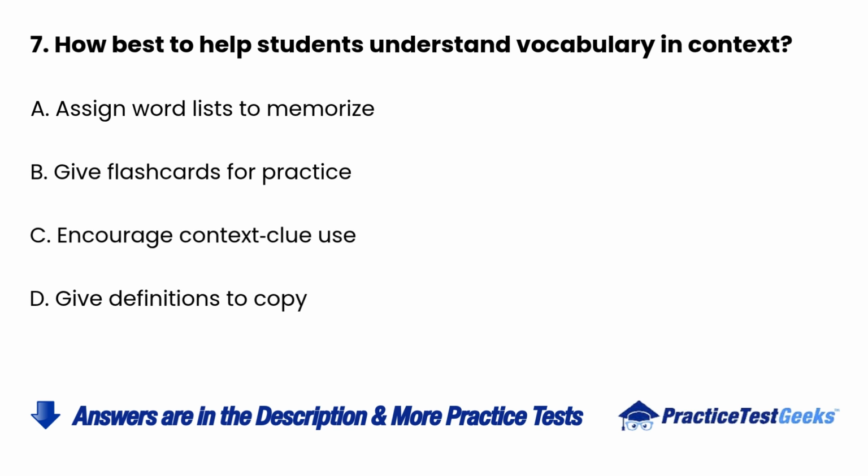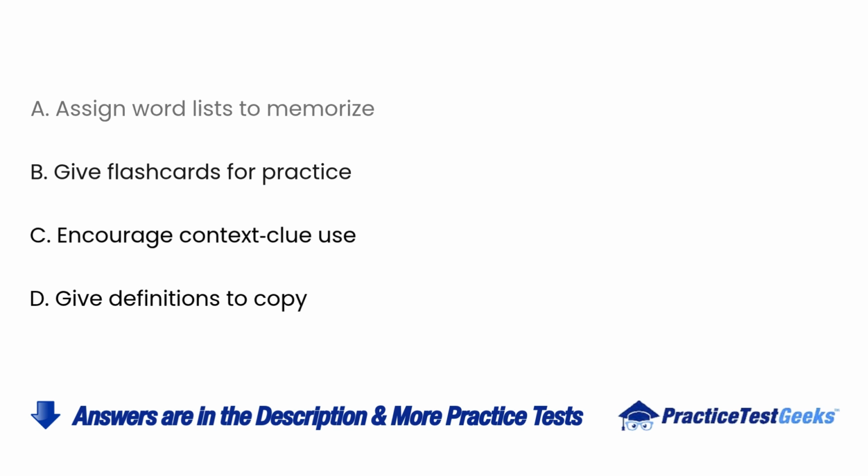7. How best to help students understand vocabulary and context? A. Assign word lists to memorize. B. Give flashcards for practice. C. Encourage context clue use. D. Give definitions to copy.